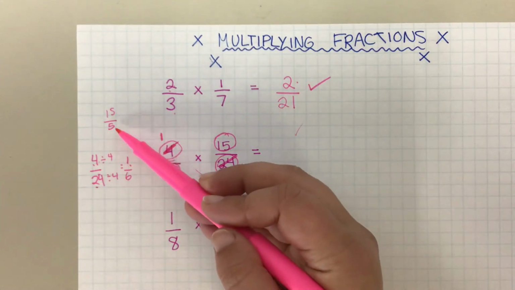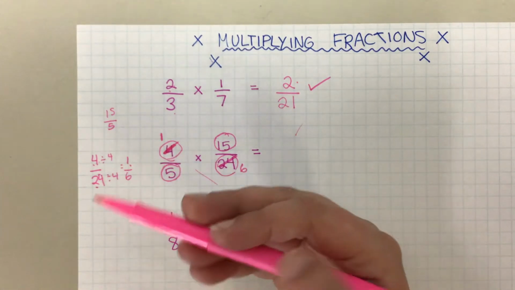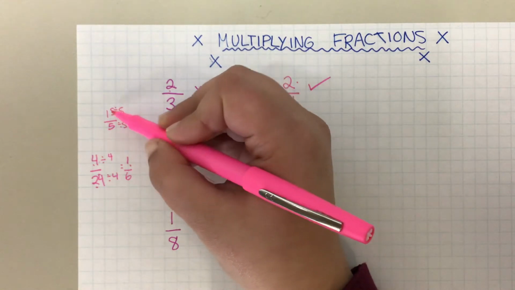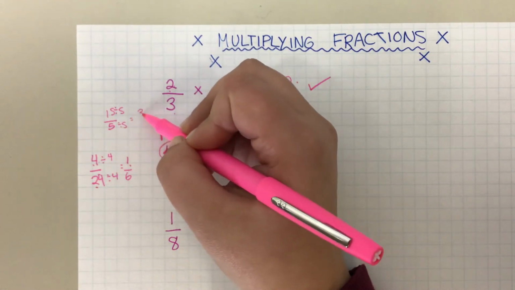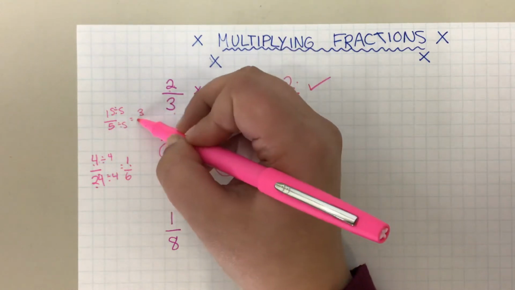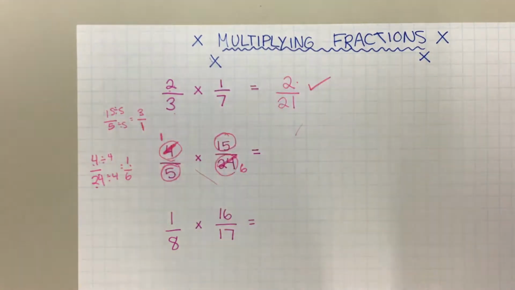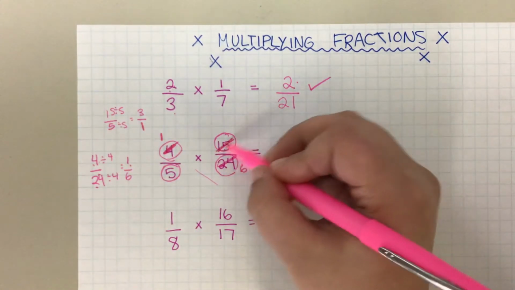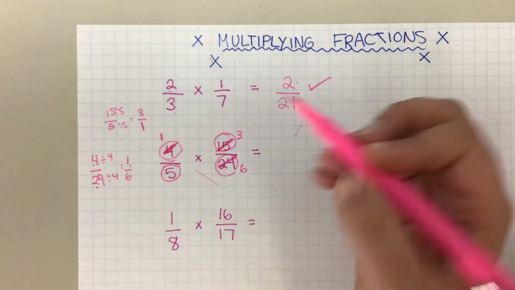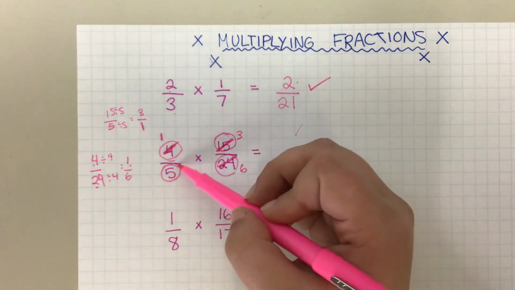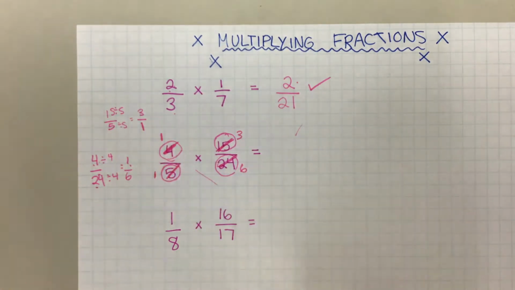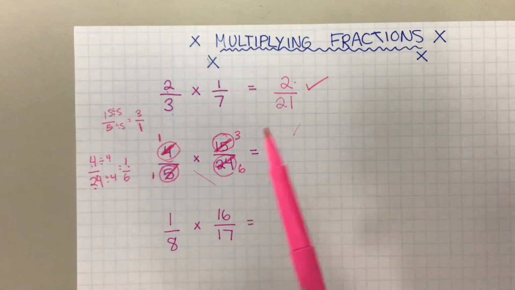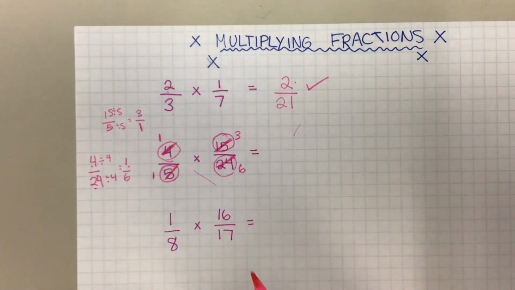So what fits into both 5 and 15? I know, a 5. So I'm going to divide both of those by 5. 15 divided by 5 gives me 3. 5 divided by 5 gives me 1. There we go. So if the 15 became a 3, I'm going to cross out the 15 and write a 3. If the 5 became a 1, I'm going to cross out the 5 and write a 1. Now look how much smaller those numbers are. 1, 3, 1, 6. I like those numbers a lot.